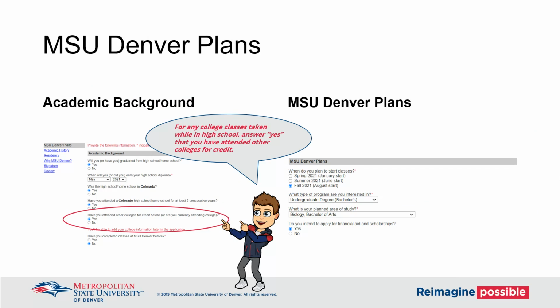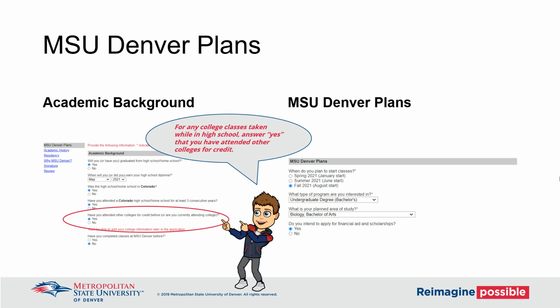Give us a little information about your academic background. Answer these questions as if you've already graduated from high school. When you get to the question about attending other colleges, if you've taken college classes while in high school, you'll answer yes, that you have attended other colleges for credit. On a later screen, you'll be able to add that college information so that we can get those credits for you.